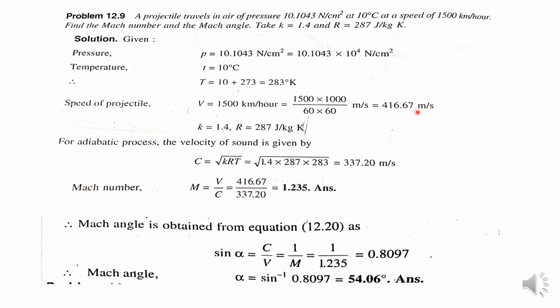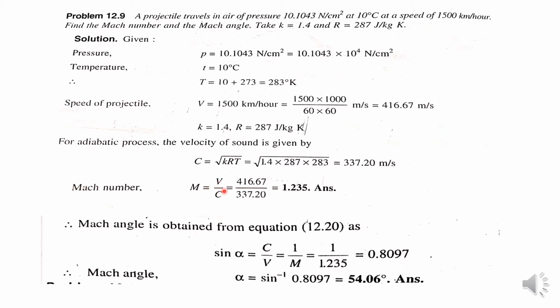For an adiabatic process, we know that the velocity of sound is given by C equal to root of kRT. The k value is given, R the gas constant is standard, and temperature is 283 Kelvin. So the velocity of sound C is 337.2 meters per second. The Mach number is given by V divided by C, that is 416.67 divided by 337.2, so my Mach number is 1.235.